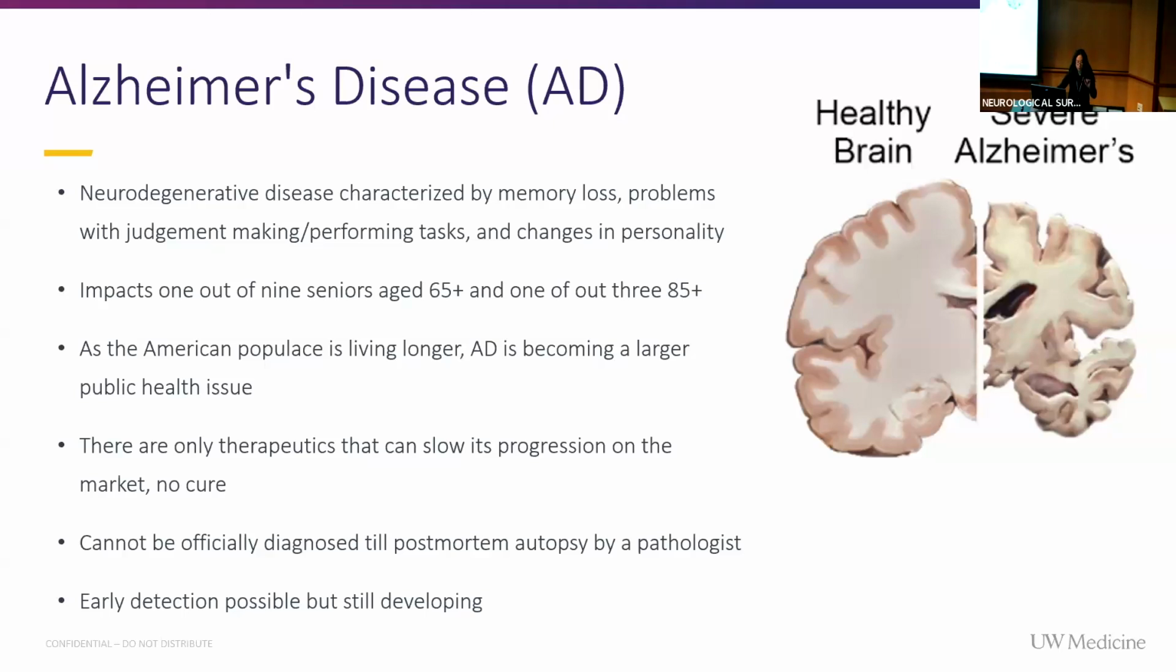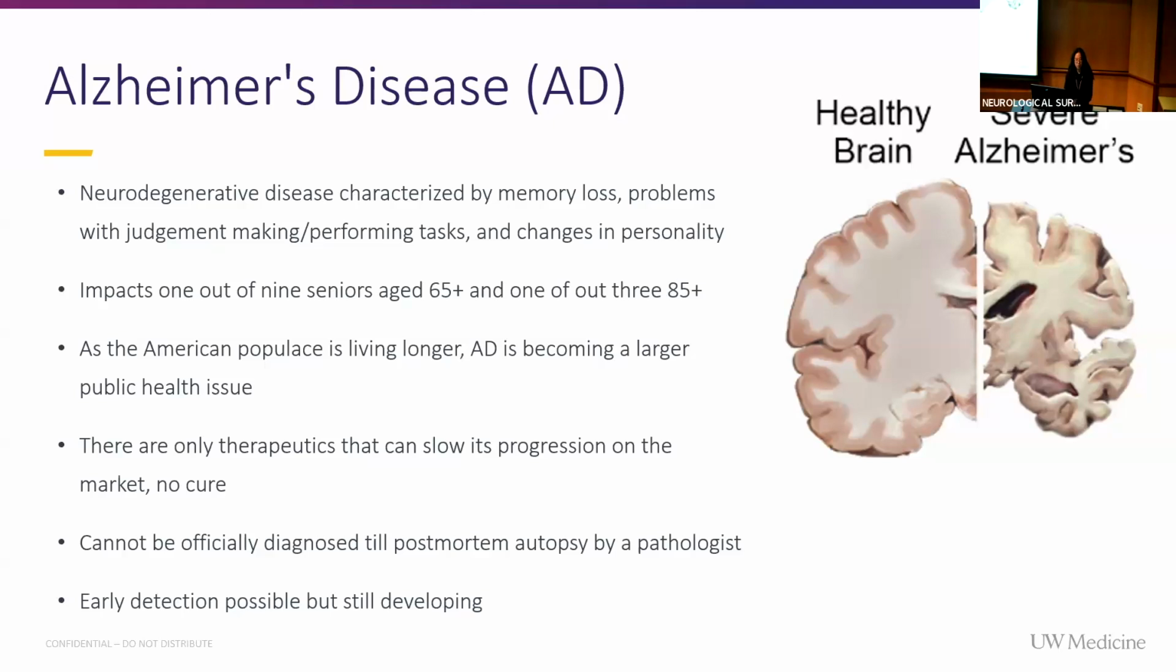It typically affects about 1 out of 3 seniors over the age of 85. It's characterized by symptoms like memory loss, problems with judgment making, and changes in personality. And as we're all living longer and America is getting older, Alzheimer's is becoming more and more of a public health issue, especially since, well, there's no cure for it.